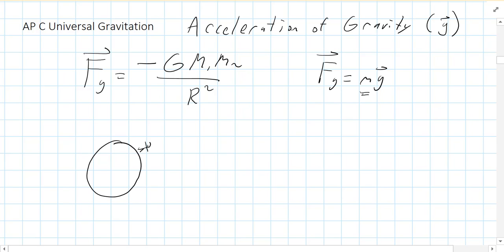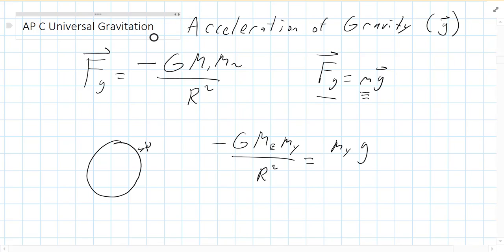Which one's going to go in here? Well, that's going to be the mass of you, because you want to know what the force on you is. So we're going to set these two equations equal. So negative G, mass of the Earth, mass of you over radius squared equals mass of you times g. Oh, and then we're just going to look at magnitude, so don't worry about that negative sign there.